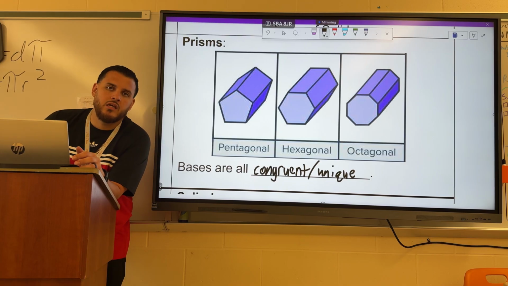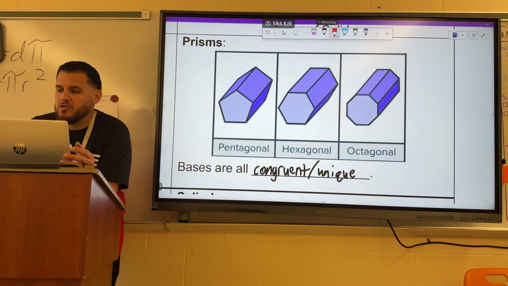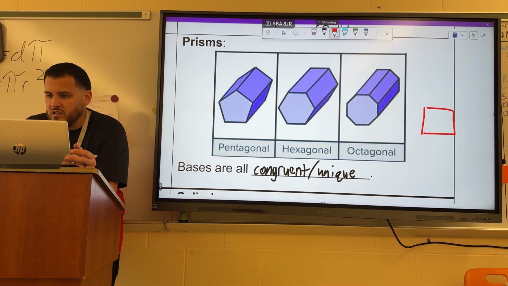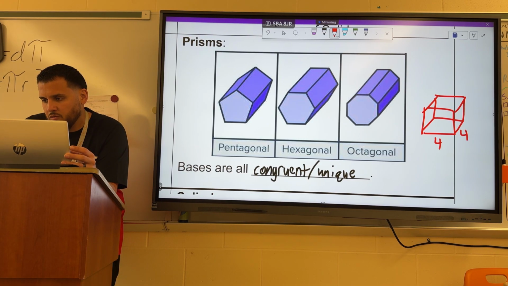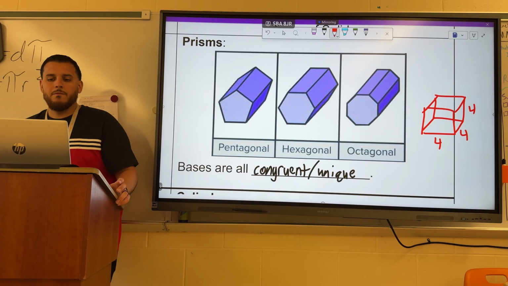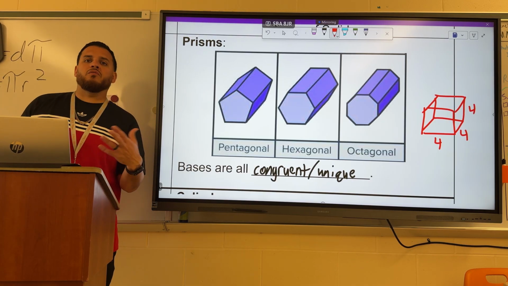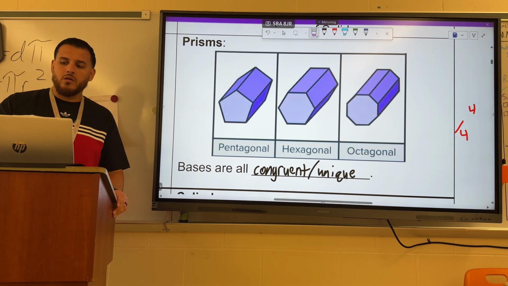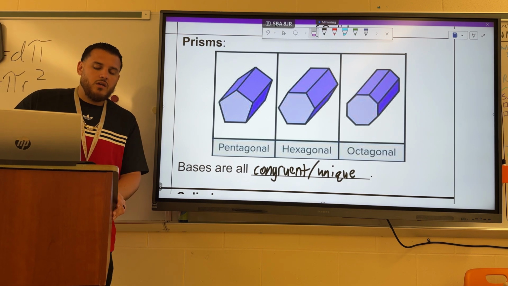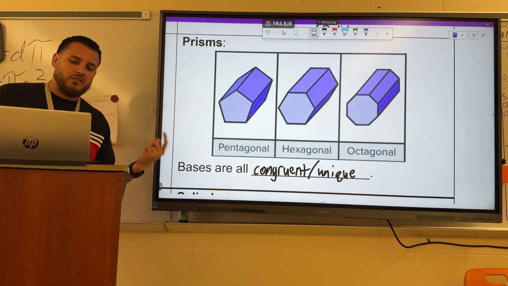The only exception to that is a special type of prism that we call a cube. And a cube is just all squares, all of the same dimension. In other words, all the edges would be the same length. So if I have a cube, this edge is 4, this edge is 4, this edge is 4, every edge is 4, then there's no unique shapes and every face of that would be congruent to each other. The typical prism though, we will not have all shapes being congruent, only the bases are going to be congruent.